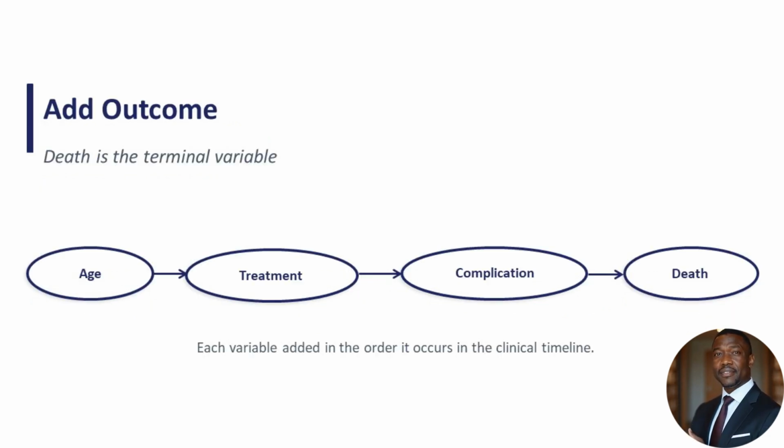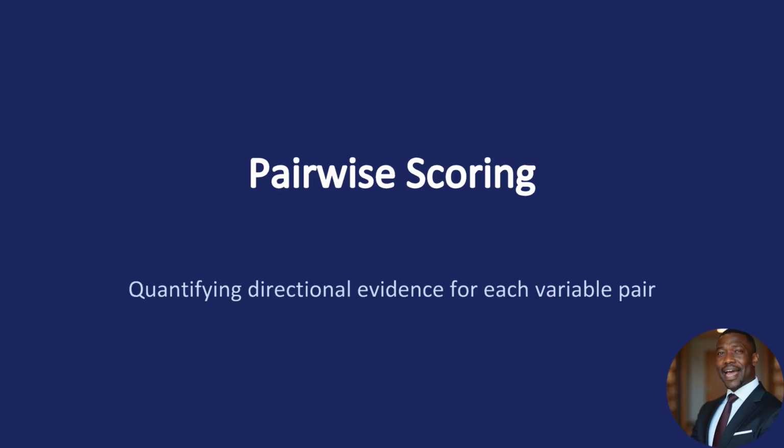Finally, we add death, the terminal outcome. Death, as well as the event we are trying to predict, is always placed last. This four-node directed acyclic graph was organized using the temporal order inherent in the definition of the variables. Now let's look at how DEMI actually computes temporal order from data rather than from clinical definitions.